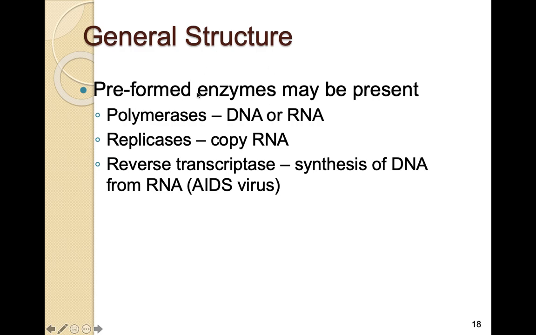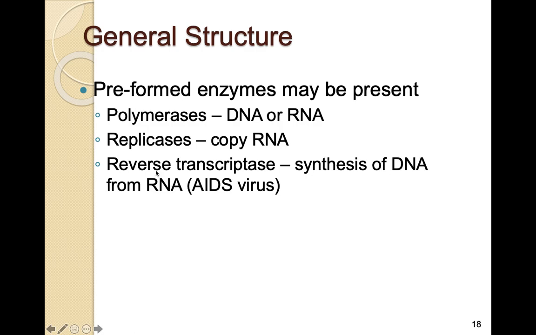So you'll occasionally find DNA and RNA polymerases, and these are the things that convert that negative sense RNA to positive sense RNA, or convert single-stranded DNA to double-stranded DNA and things like that. You'll find replicases, which copy RNA, which will do that copying of single-stranded to double-stranded, double-stranded to single-stranded, things like that.